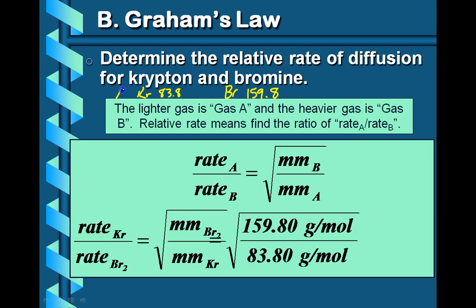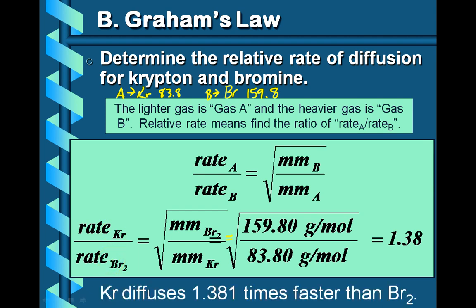So since krypton is lighter, let's make that gas A, and bromine will be gas B. We want to compare their rates, so let's compare the rate of krypton to the rate of bromine. We'll plug in their molar masses to our equation. So 159.8 divided by 83.8, and then take the square root of that number, and you should get 1.38. That means that krypton goes at a rate that's 1.38 times faster than the rate of bromine.